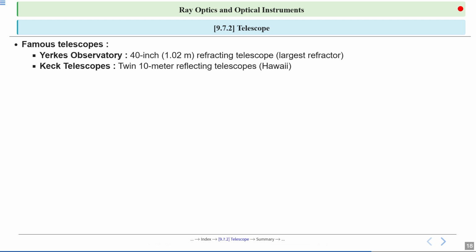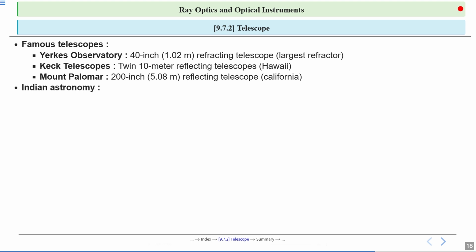Next, we have the Keck telescopes in Hawaii. These are twin 10-meter reflecting telescopes that have significantly advanced our ability to study distant galaxies and stars due to their large size and advanced technologies. The Mount Palomar Observatory in California features a 200-inch reflecting telescope. This telescope was once the largest in the world and has been instrumental in many astronomical discoveries, including the study of galaxies and the structure of galaxies.